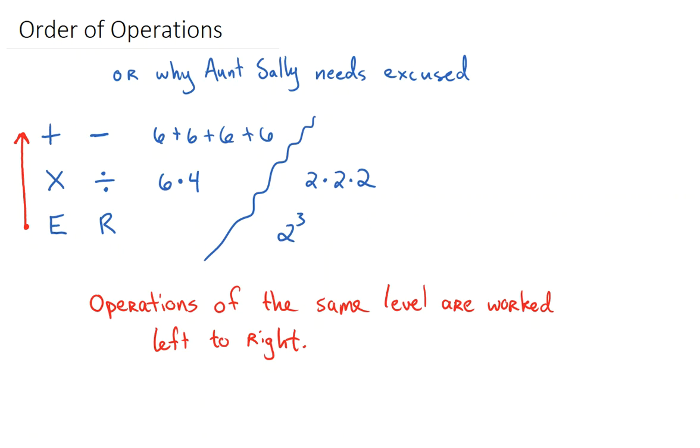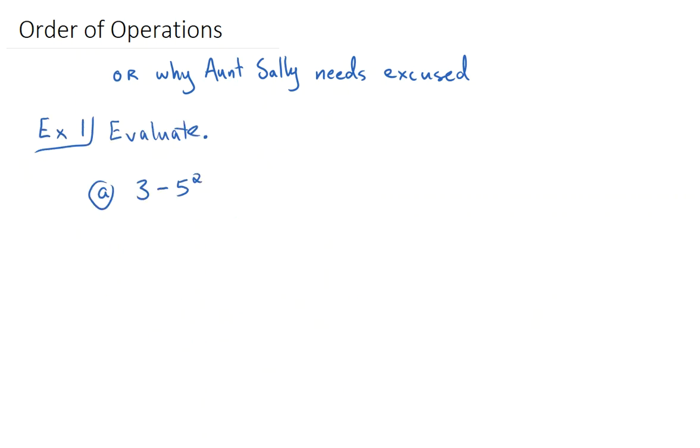Let's look at some examples so we can see how this is working. Alright, so we have this first one here. We're going to evaluate 3 minus 5 squared. Now, the temptation there is to do the 3 minus 5 real quick because it's the easier thing to do. But that's not how we approach math. We always do the most sophisticated operation first. So squaring is more sophisticated than subtraction. So we're going to do that first. That gives us 3 minus 25. Alright, and then we do the subtraction, which is going to give us a negative 22. Just like that.